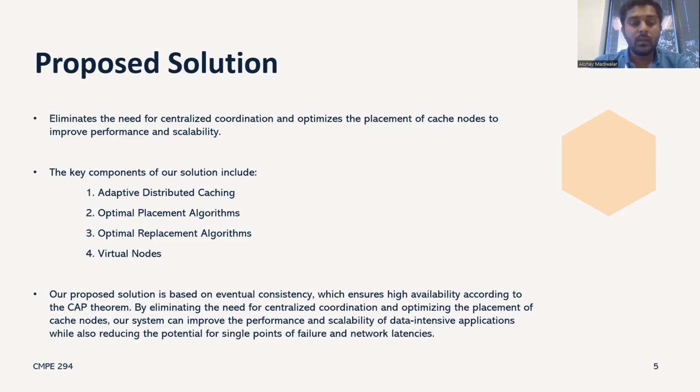Our system uses optimal placement algorithms for cache nodes that reduce network latencies and improve performance. The replacement algorithms can be based on the greedy approach, like FIFO, LRU, least frequently used and least recently used, to optimize the replacement of data objects in the cache. This approach ensures that frequently accessed data objects are prioritized for caching. And also the use of virtual nodes. We use virtual nodes to ensure high availability and eventual consistency. Virtual nodes can be added to the cluster to increase the number of replicas of cache nodes for each data object, reducing the likelihood of data loss or inconsistency.